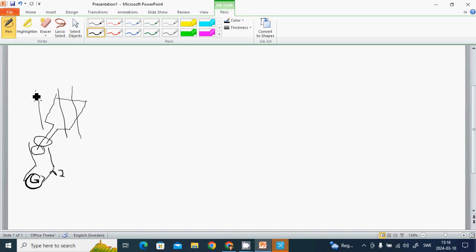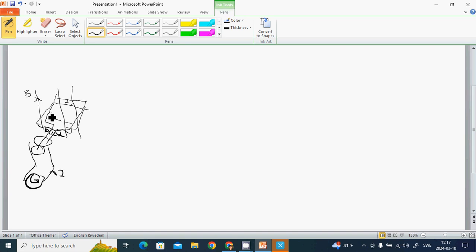And we have a magnetic field B, and the direction of this to this is alpha, and this is B, and this is B cosinus alpha, and this here is B.